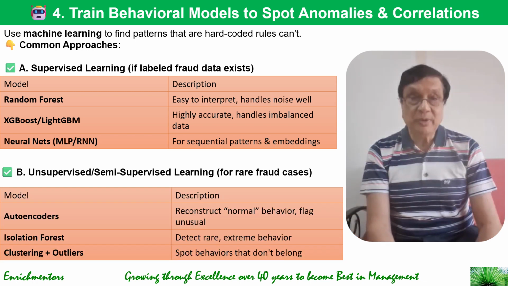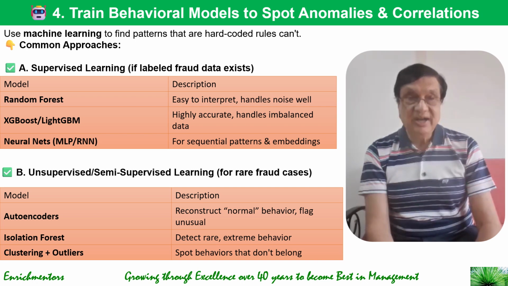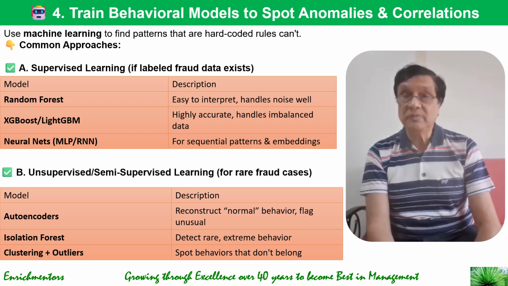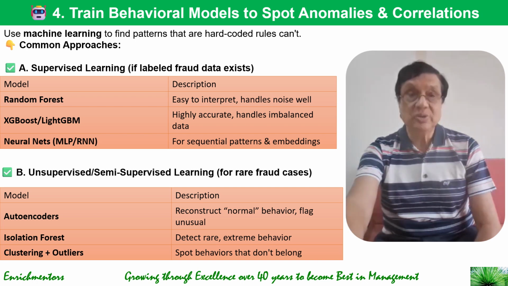There your models could be autoencoders that reconstruct normal behavior and flag unusual activities, isolation forests which can detect rare and extreme behavior, and clustering and outlier detection to spot behaviors that don't belong. So that's how you can train behavioral models to spot anomalies and correlations.